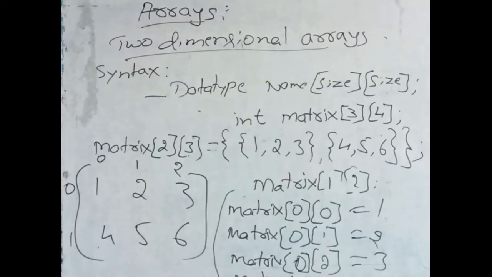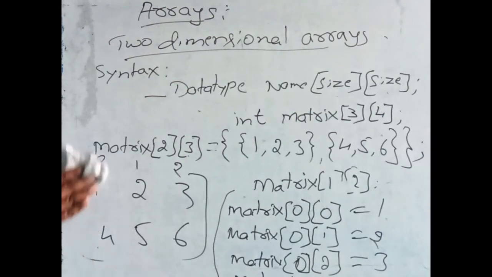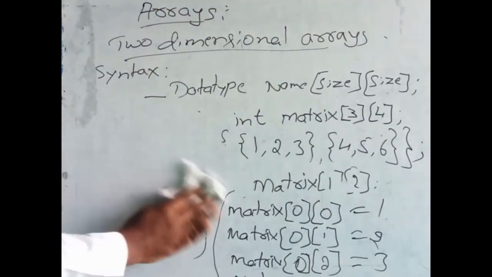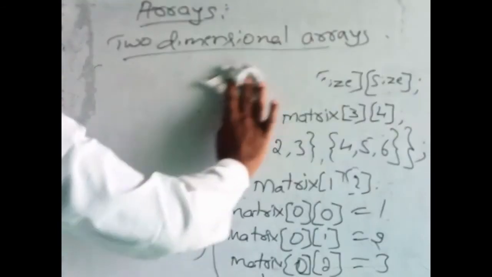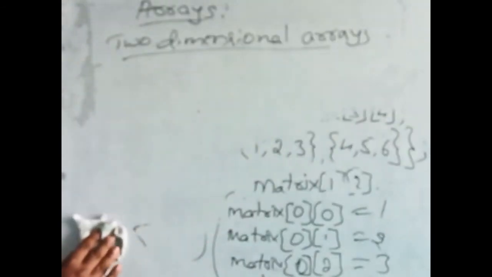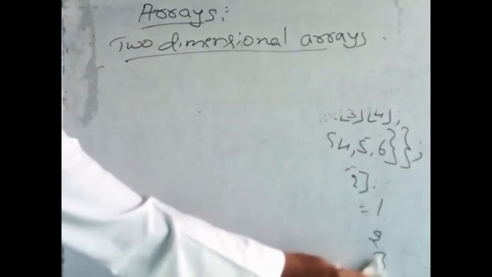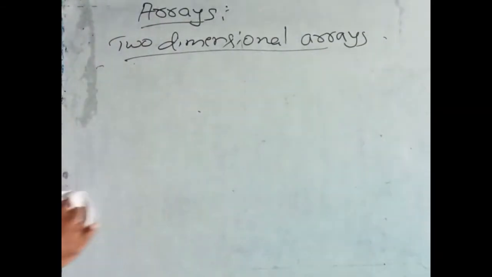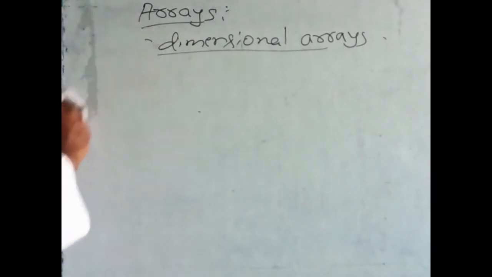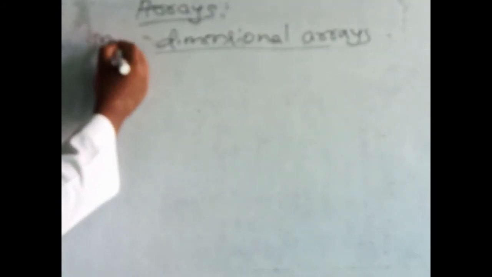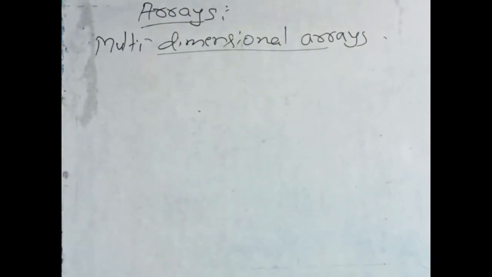Clear about this? This is about the 2-dimensional array. Now we will go for the multi-dimensional array. A multi-dimensional array, we also say, is an array of an array. Multi means many dimensions. It is not only one dimension. That subscript we also call the dimension.